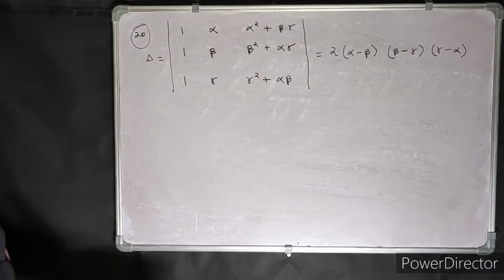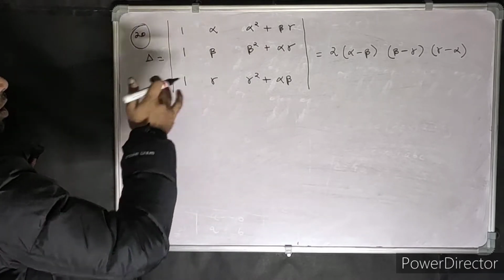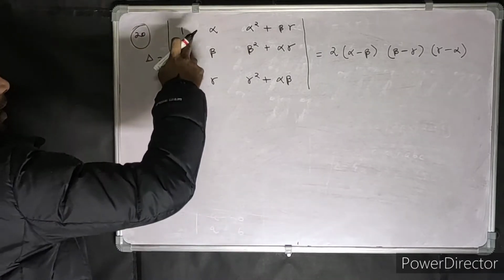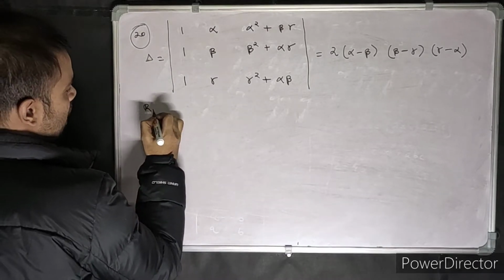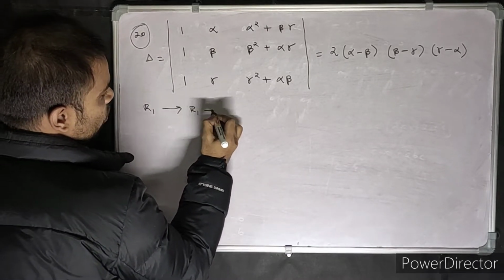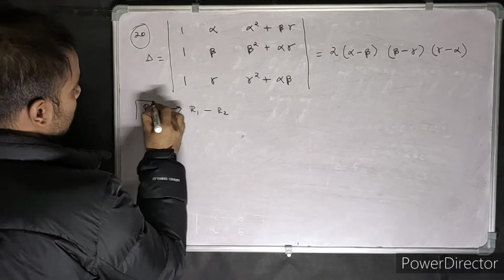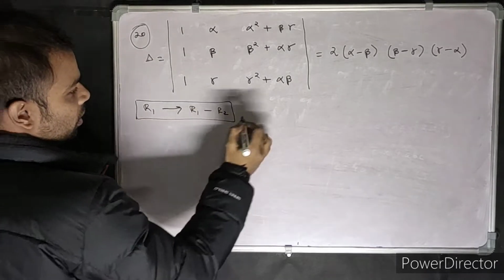Now look, the first thing, this column has all ones, so make any two elements 0. So what do we do? R1 tends to R1 minus R2, and what is your next operation?